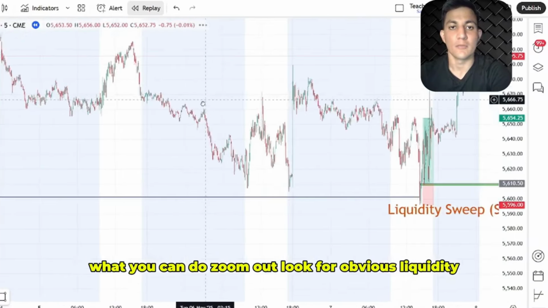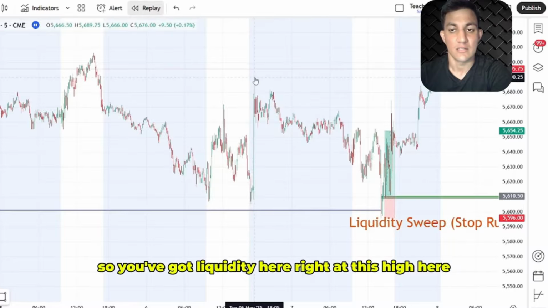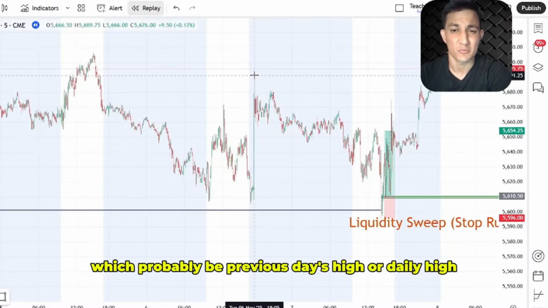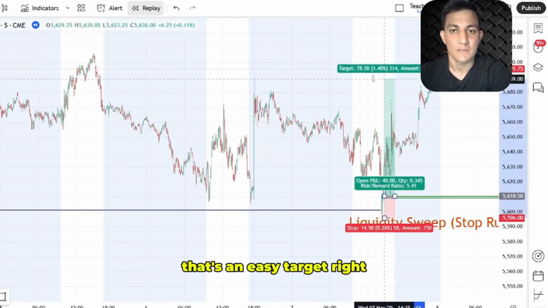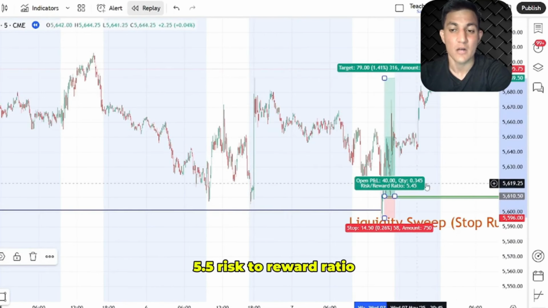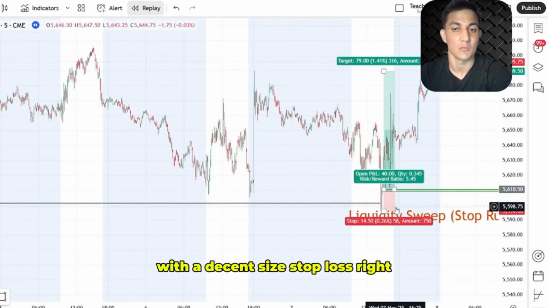what you can do is zoom out and look for obvious liquidity. So you've got liquidity here, at this high here, which would probably be the previous day's high, or daily high, whatever you want to call it. That's an easy target, right? Look at that, 5.5 risk to reward ratio with a decent sized stop loss.